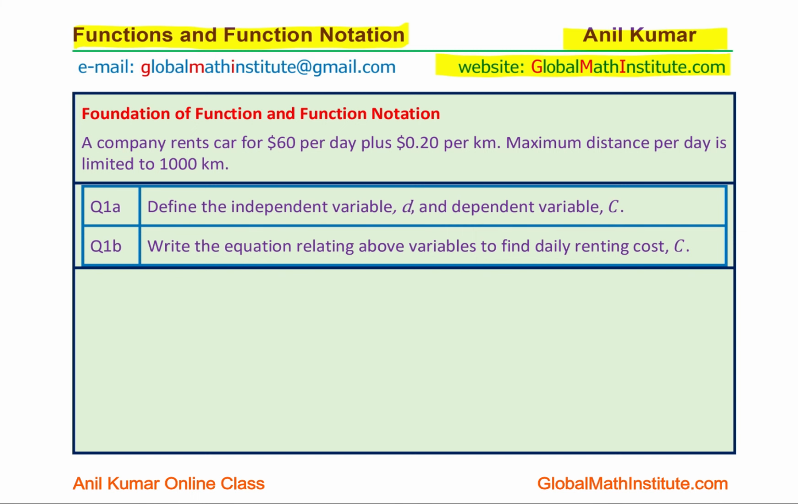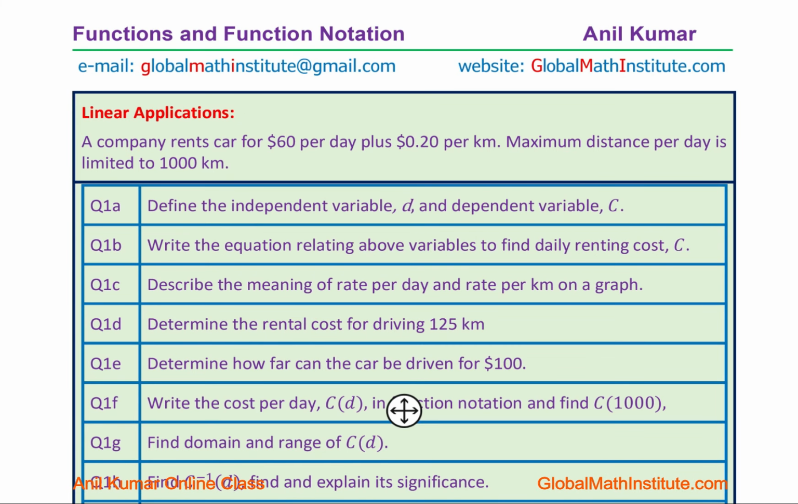So basically, in this particular video, we are going to not only understand the basics about the given question, but see it in a very different perspective. As you can see here, we are given that a company rents a car for $60 per day plus $0.20, means 20 cents per kilometer. Maximum distance per day is limited to 1,000 kilometers.